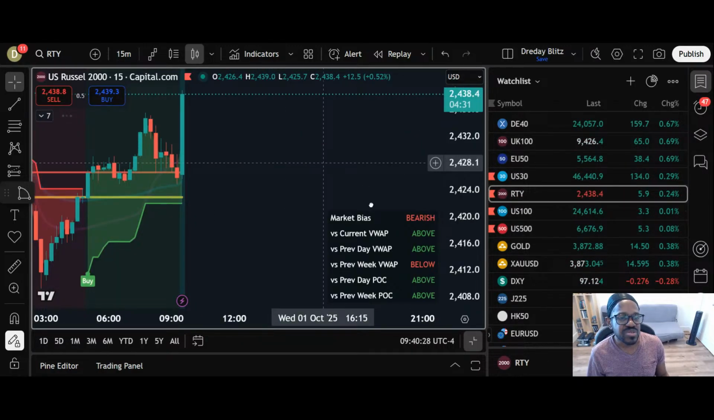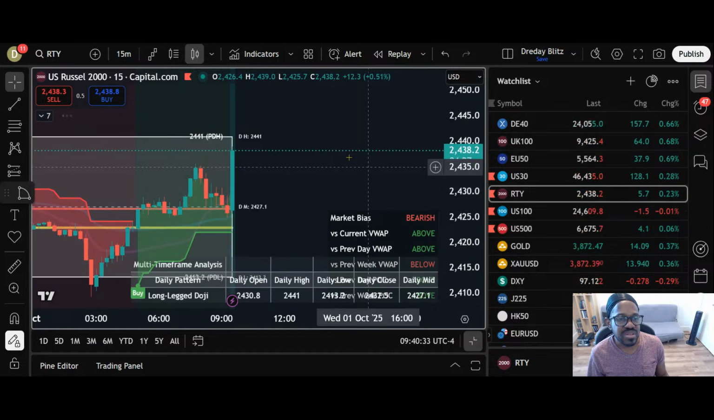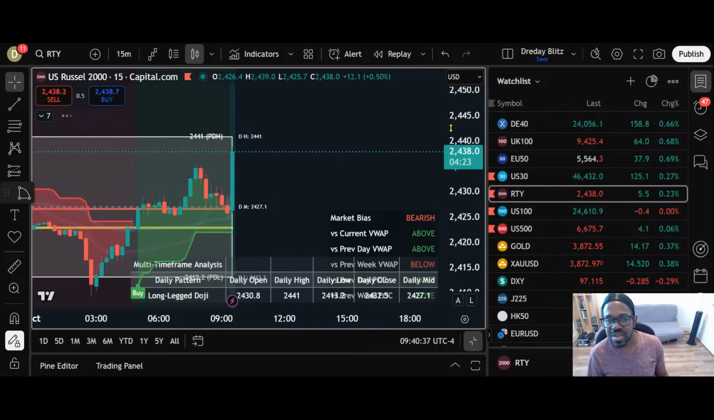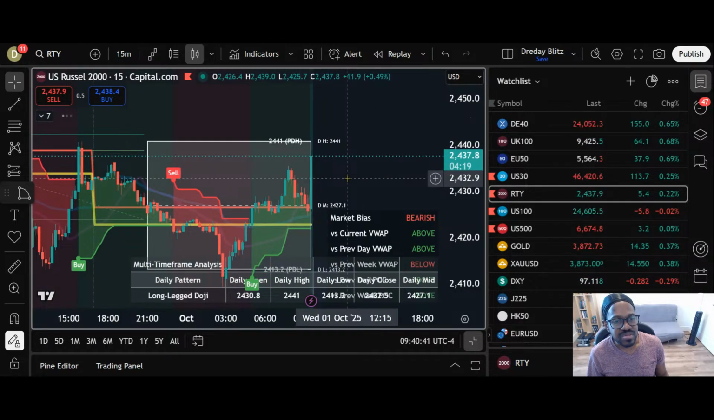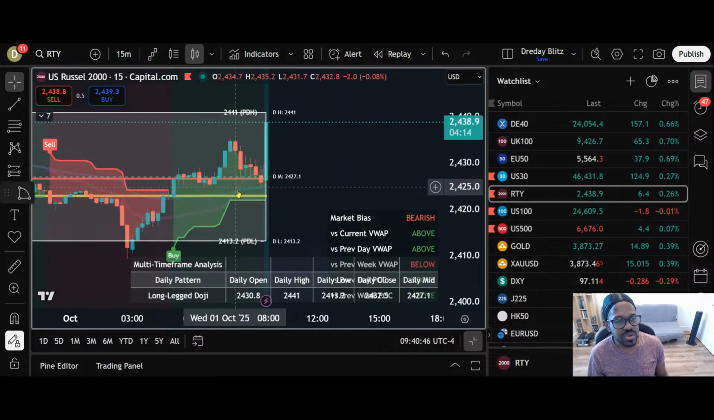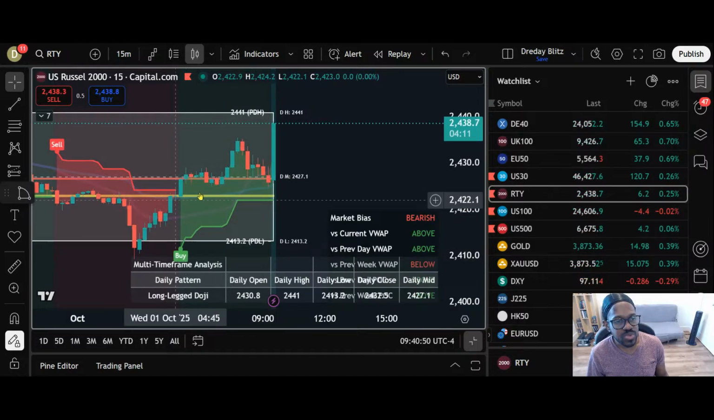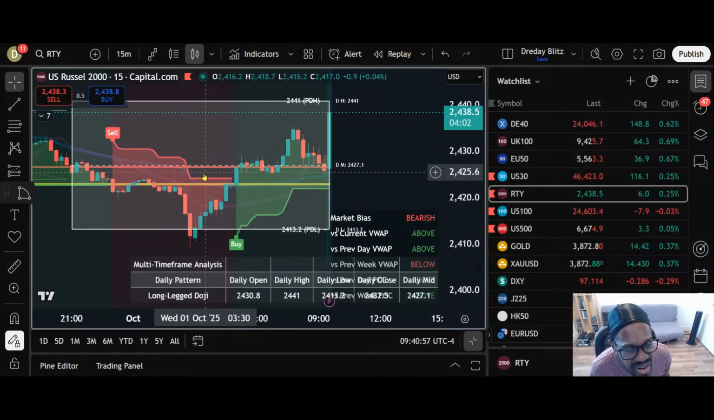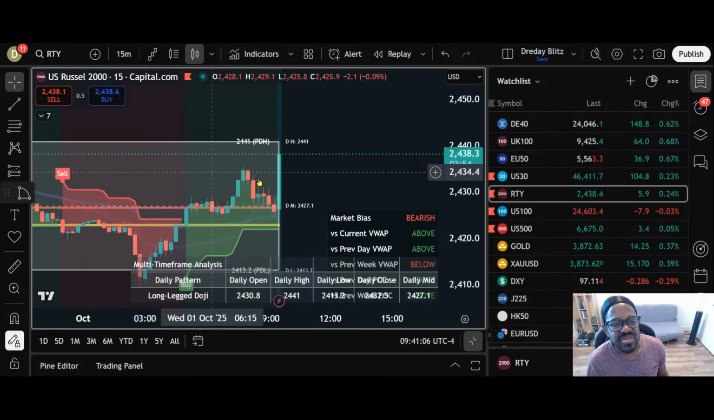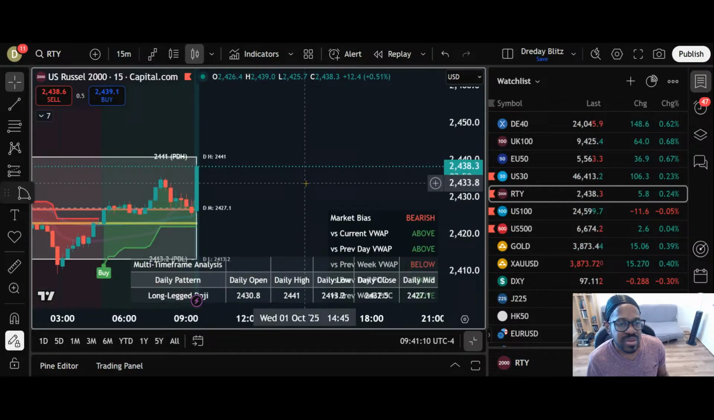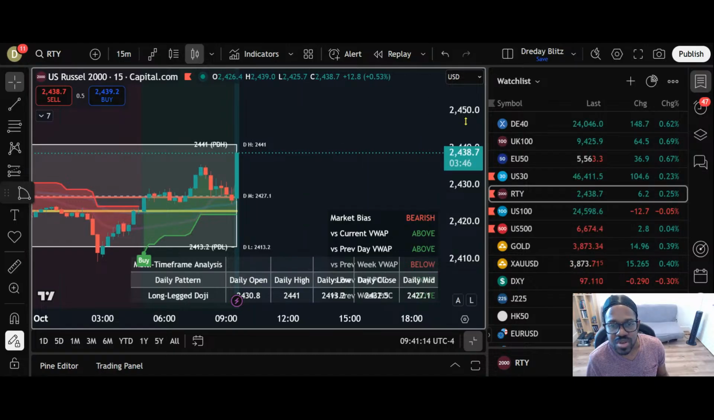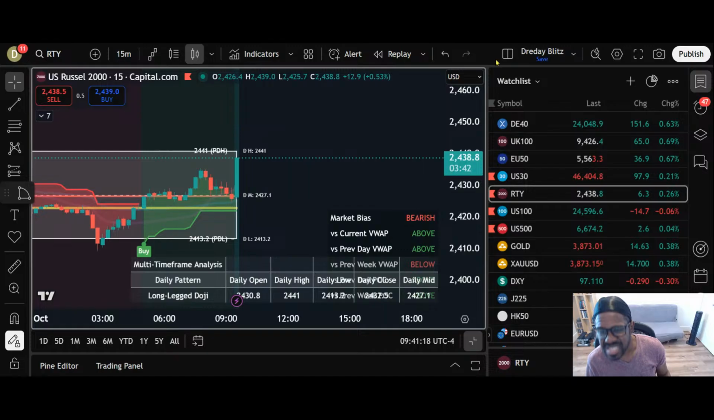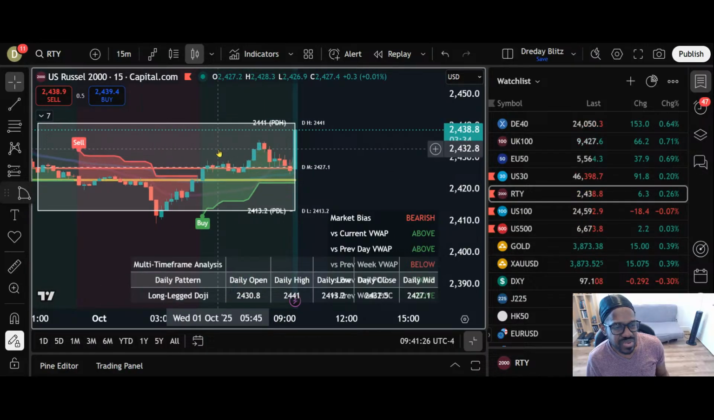Let me go on Russell. Russell is looking good. Russell is near the previous day high. Since London it was trading well, going to the upside. If you remember, at London we had a buy signal, I think it was right here. At that candle we had a buy, and this is where we're at. We had a good continuation to the upside since London open, and we had another buy at New York. So Russell was going up.